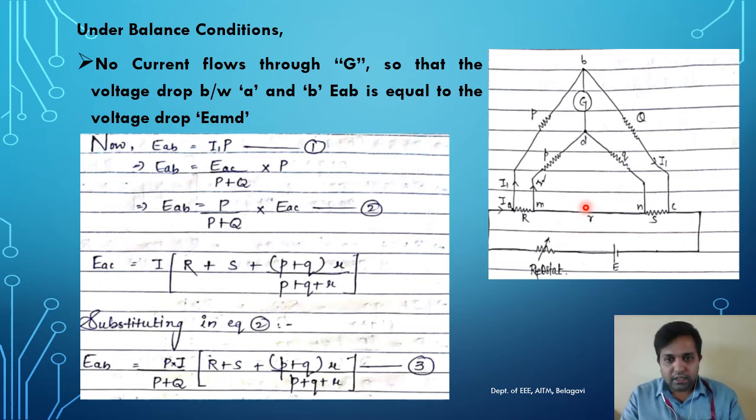Is it correct? So these two are connected in what fashion? In parallel fashion with this resistance. So according to that, (P plus Q) into R divided by P plus Q plus R, which is represented over here.